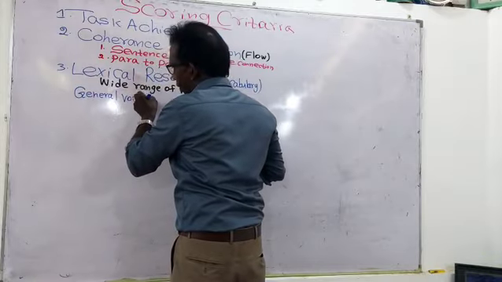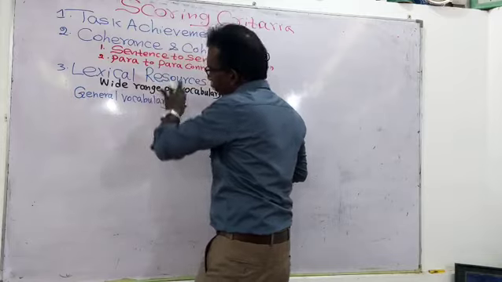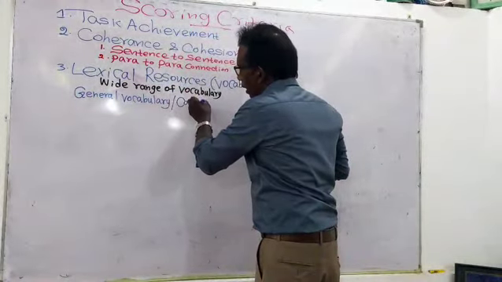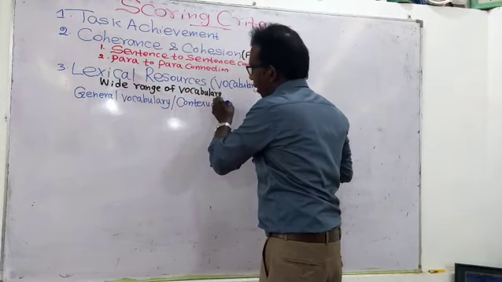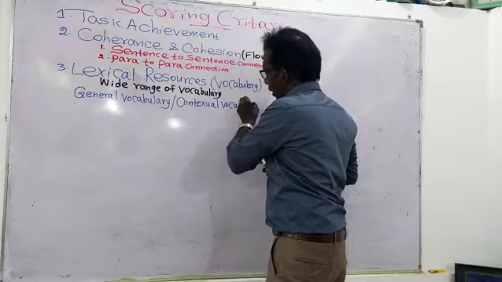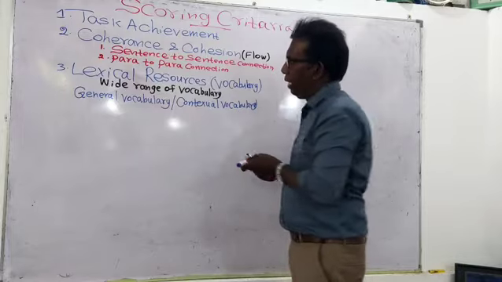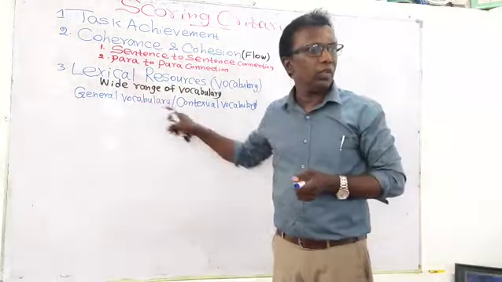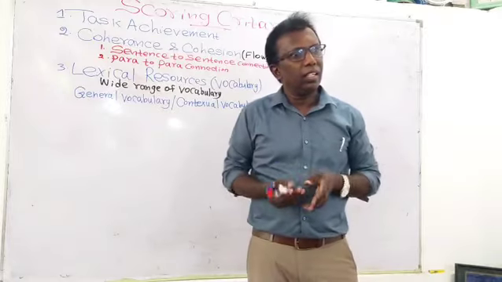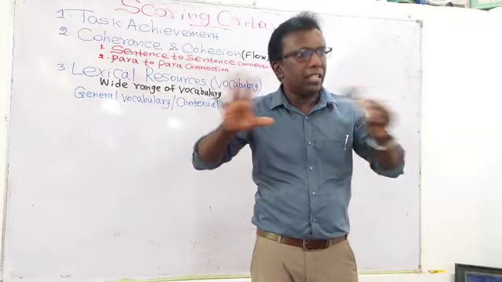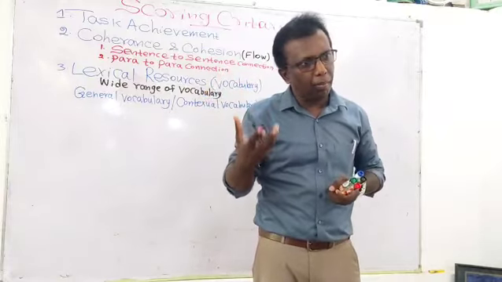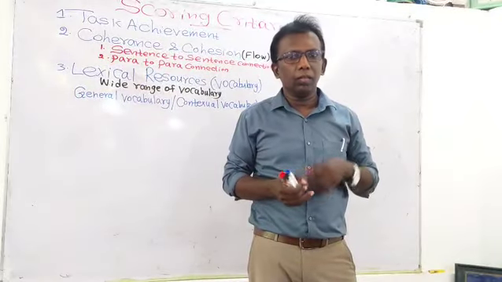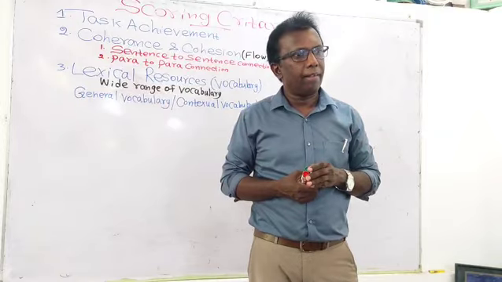General vocabulary means words and verbs you have to use, as well as you have to use contextual vocabulary. You have to use these two types of vocabulary, general vocabulary as well as contextual vocabulary. What is the difference between these two? Anyone knows? General vocabulary means common nouns and common verbs you have to use. What is contextual vocabulary? Any idea?